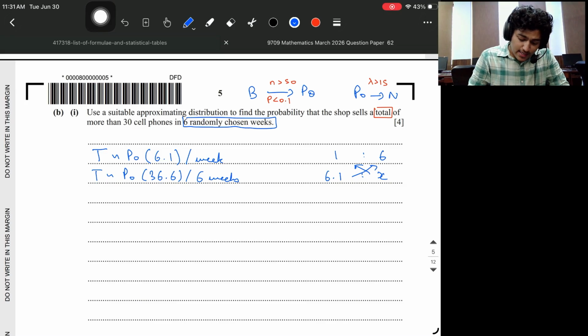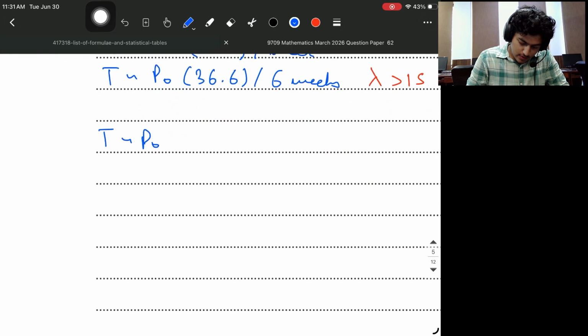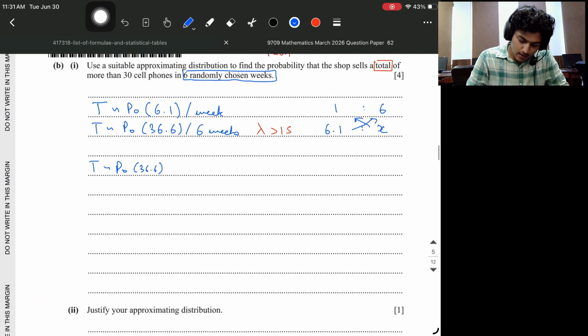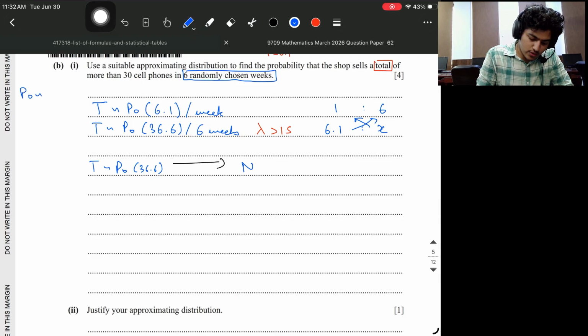So as we know that our lambda is greater than 15, and therefore this will be converted to a normal distribution. Once it is normally distributed, remember one thing: for a Poisson distribution, whatever your lambda is, that will be the mean value, and lambda is your variance as well.